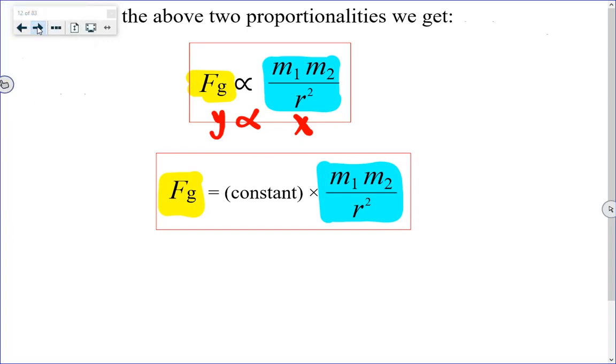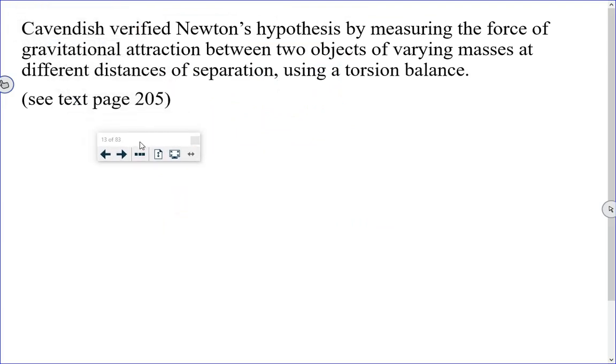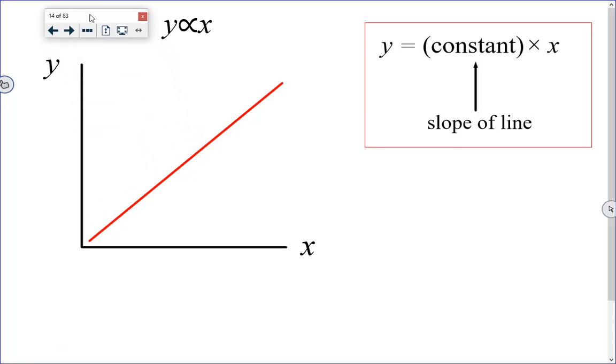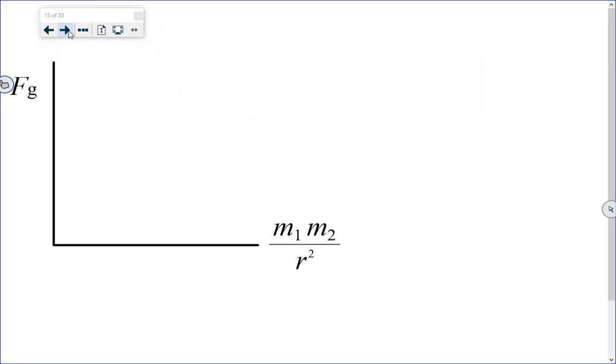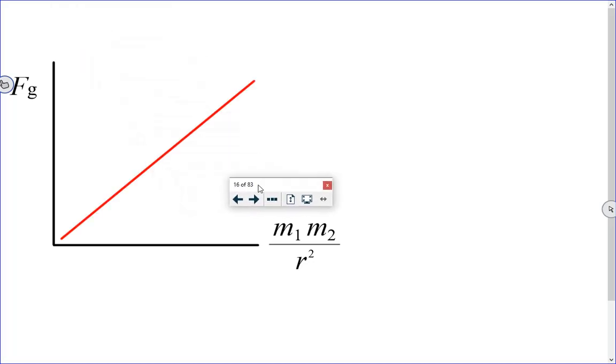All right, so a guy by the name of Cavendish verified this. Think about what this means. And we'll talk in Physics 30 about the exact details. What it means is that if Isaac Newton is right, if these two quantities are proportional, if you plot force of gravity on the vertical axis and m1 times m2 over r squared on the horizontal axis, you will get a straight line.